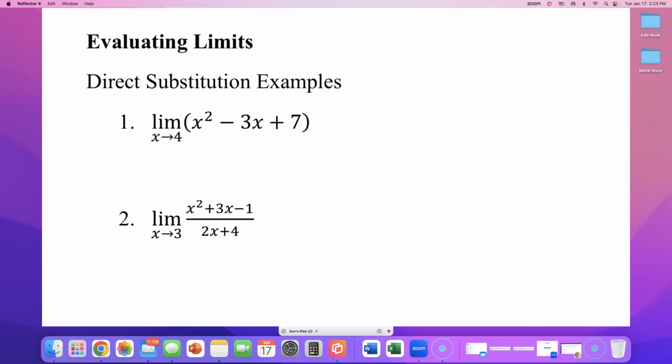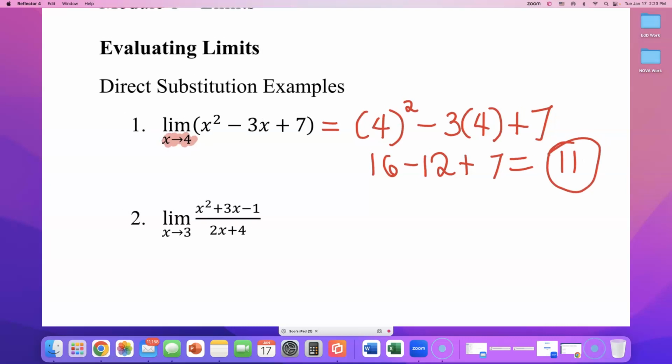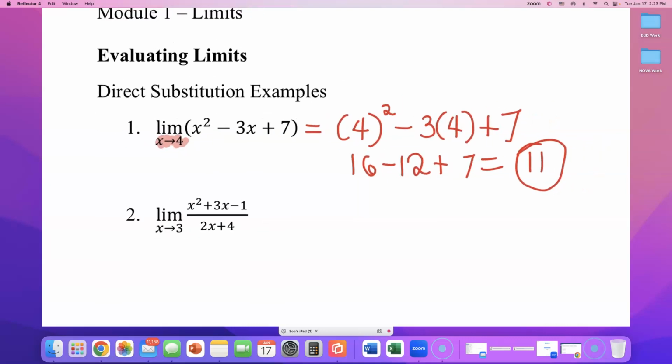So they want us to evaluate the limit as x approaches 4 of this polynomial x squared minus 3x plus 7. All you need to do is plug in the 4 into the function. Okay, so you may want to have a scientific calculator for this. Let's see what that's going to be. 16 minus 12 plus 7, right? So that's what? 4 plus 7. The answer is 11.